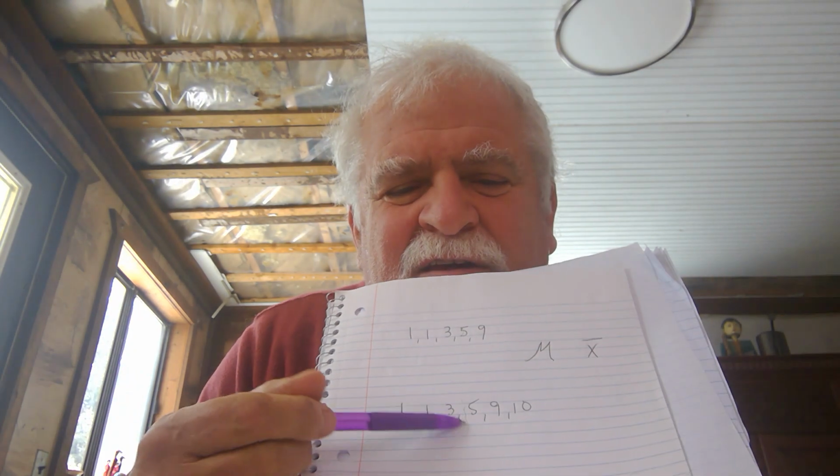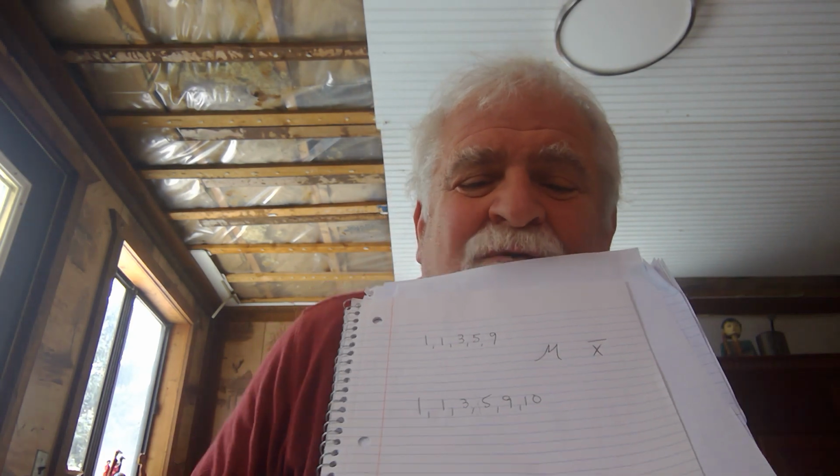Is in between the 3 and the 5. The middle of this data is between the 3 and the 5. So what you have to do if you have an even number of pieces of data, you just take the 2 numbers that are in the middle, 3 and 5, and you find literally the mean of those 2 numbers. So with 3 and 5, their mean is 4. So the median is 4.